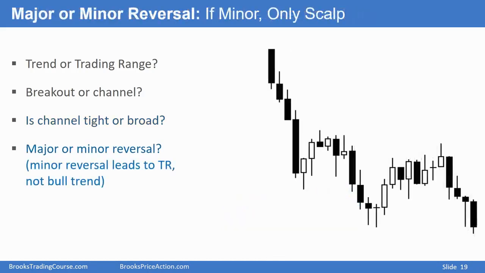Reversals. We have a couple legs down and we are reversing up. Is this a major or minor reversal? Is it going to be a major reversal into a bull trend, or a minor reversal into a bear flag or a trading range? In general, when the channel down is very tight, any reversal is probably minor, which means a bull leg in a trading range or a bull leg in a bear channel. So if you're buying a minor reversal in a bear trend, it's better only to be scalping.